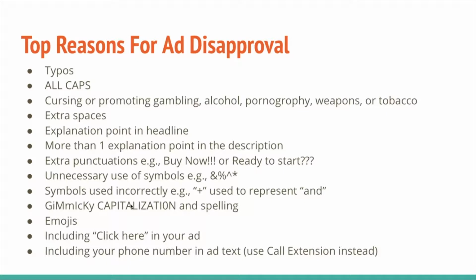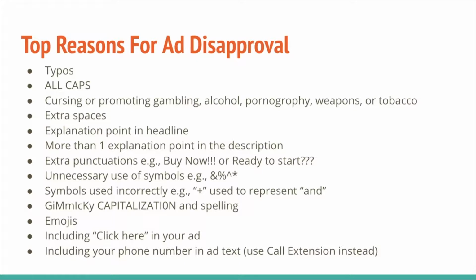Top reasons for ad disapproval. These are the things you don't want to do. You don't want to have typos or all caps. You don't want to promote anything that's against Google's policies, like gambling or alcohol. You don't want to have any extra spaces, or any exclamation points in the headline. You can have exclamation points in the description, but not in the headline. In the description, you only want one exclamation point. You don't want more than one.